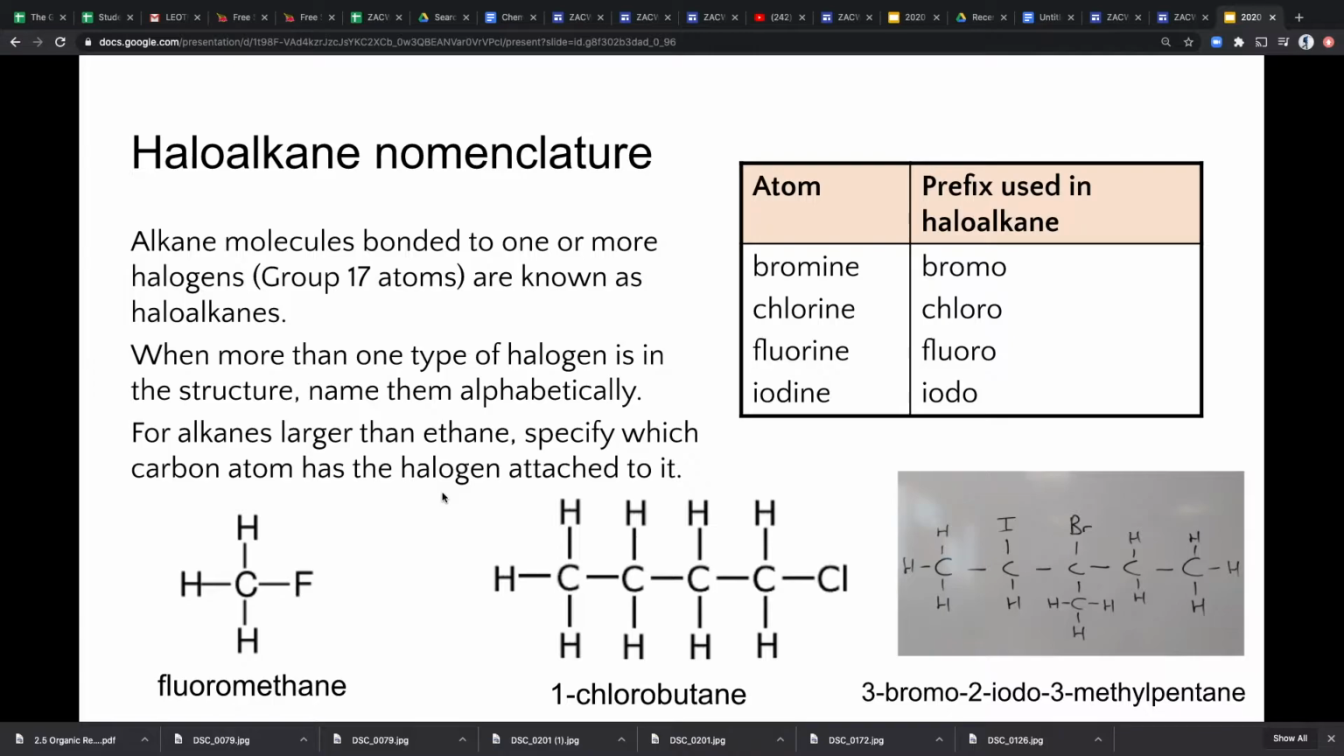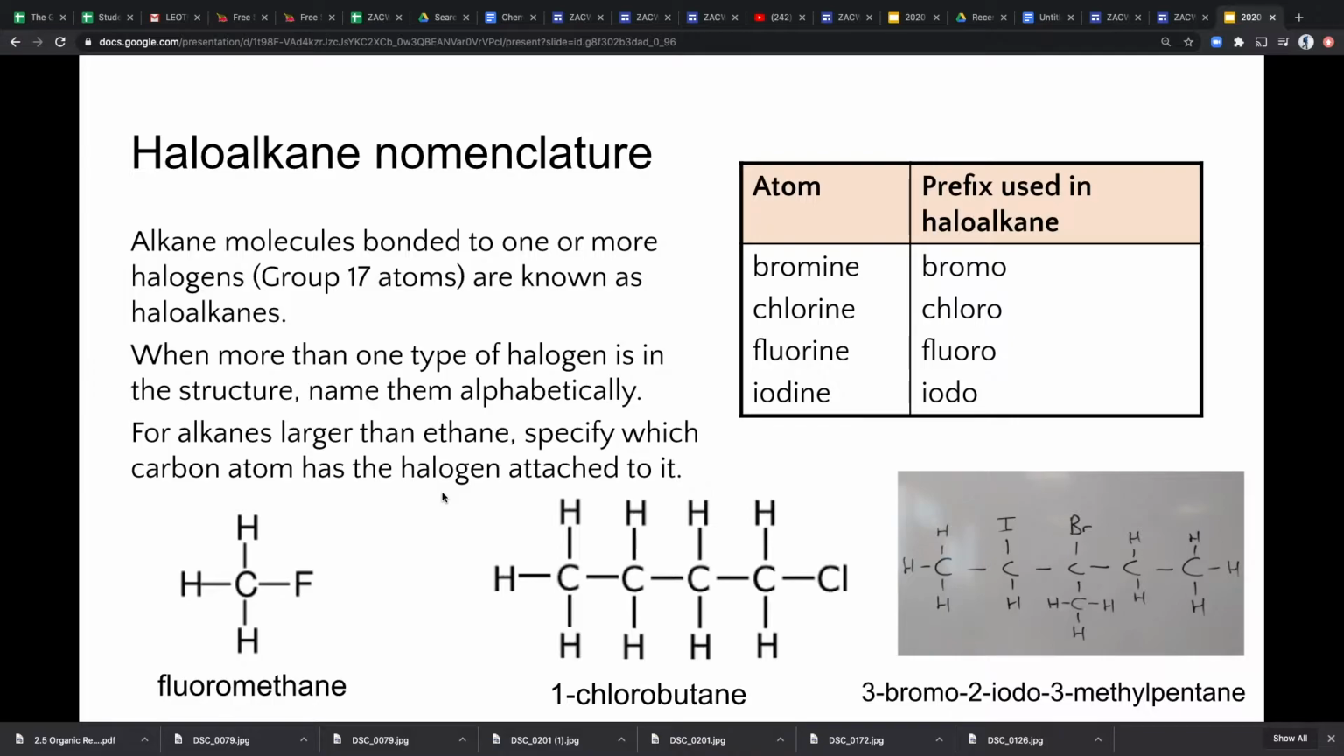But here on the next one, I do need to specify what carbon the chlorine is attached to, because it could be on any of those, right? And that would create a different molecule if it was bonded to the second carbon. So I have to say that this is 1-chlorobutane. Notice the dash between the number and the word again. And the chlorobutane is one compound word. There's no space between chloro and butane. Same with our methyl groups when we were learning about alkanes yesterday.